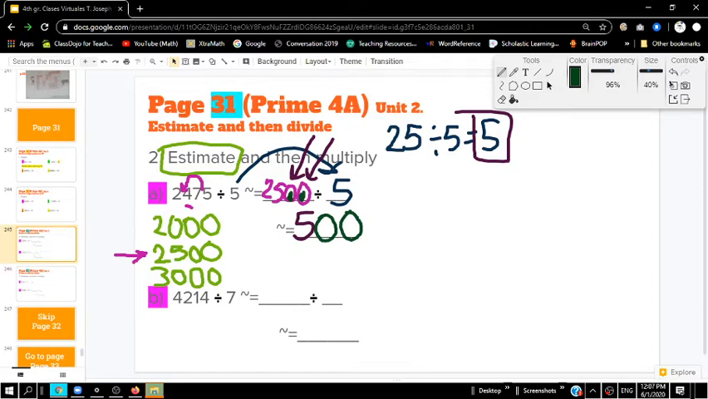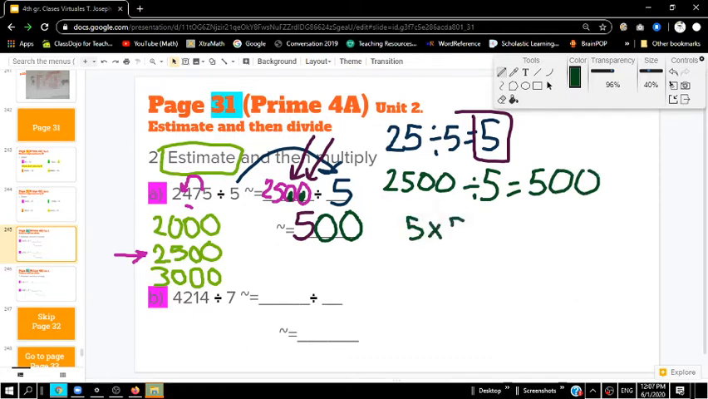In other words, 2,500 divided by 5 equals 500. Or you could say that 5 times 500 equals 2,500. All right, the book wants you to multiply as well, but we're not going to do that step. We're just going to estimate and divide. Okay? All right, let's continue.